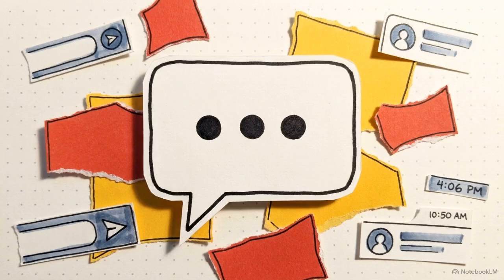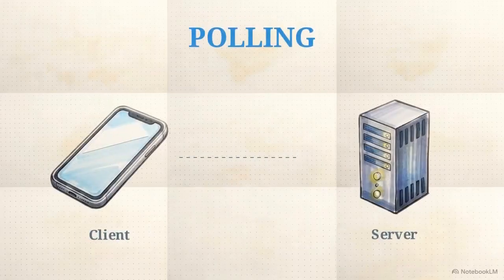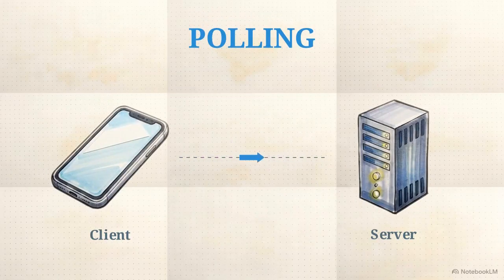So that live, instant feeling you get when you see a typing bubble or a new like appear is actually an illusion, constructed on top of a system that defaults to waiting. Early on, developers forced this live feeling using a brute force workaround called polling. The app simply asks the server over and over again every single second if there is any new data.